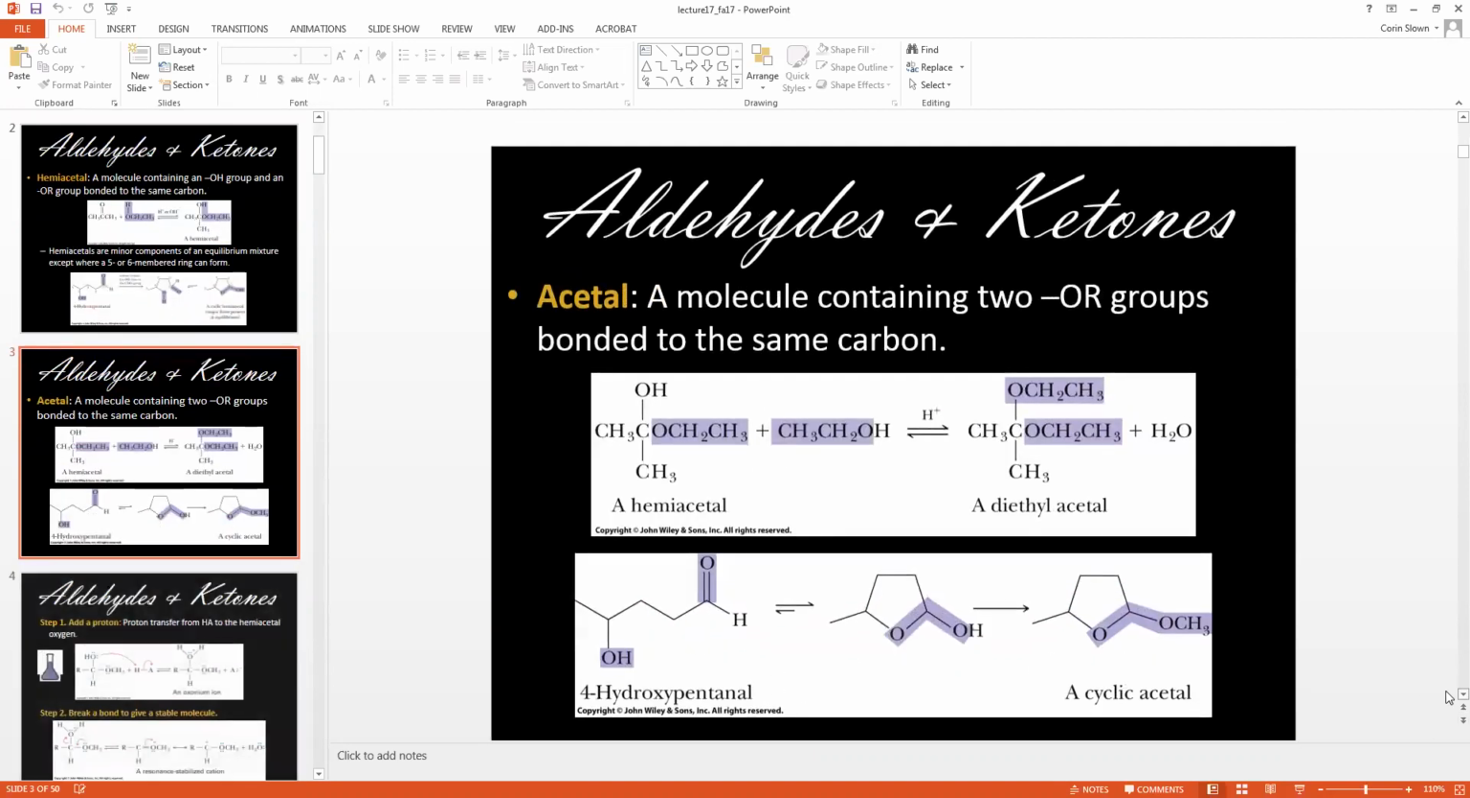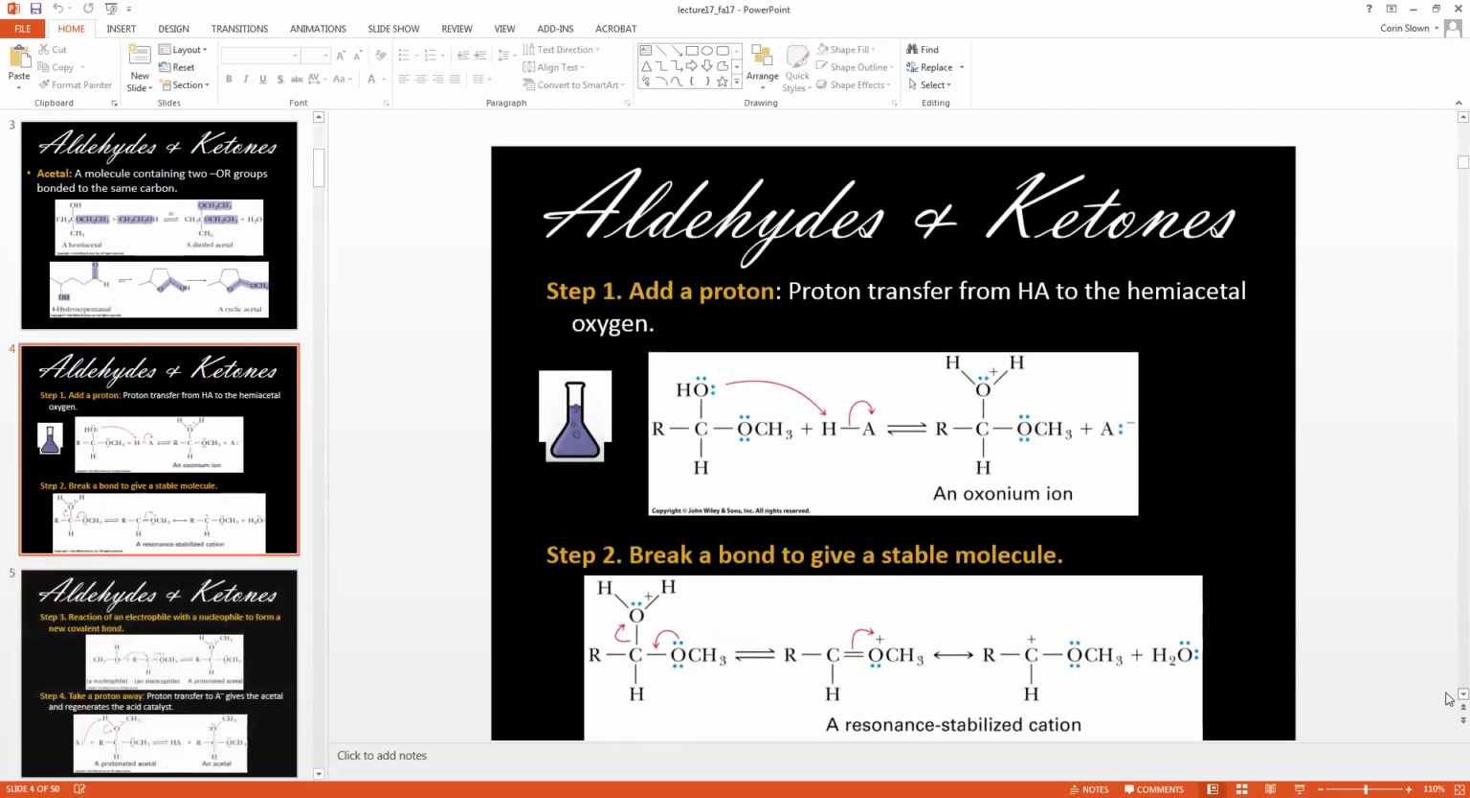We talked in class about this idea of an acetal then being a molecule containing 2 OR groups bonded to the same carbon. So a hemiacetal, right, versus a diethyl acetal. And again, I can also have a cyclic acetal. So it's important that we talk about the mechanisms for how to form these molecules.